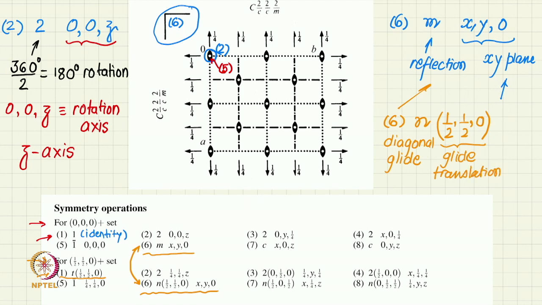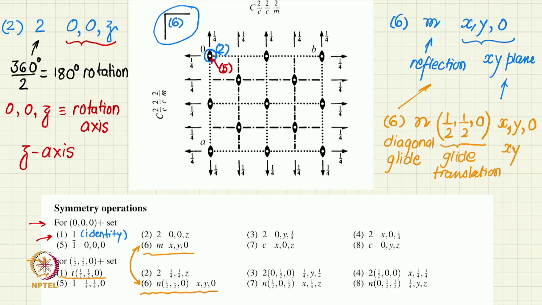And finally, you have the glide plane. So, if the mirror is there, there is no glide translation. So, you only give M for the mirror plane, but when you represent the glide operation, you have to give the symbol for the glide, which is n here, then the glide translation, which is half 0, and then the glide plane, which is x y 0. So, this is also the x y plane.